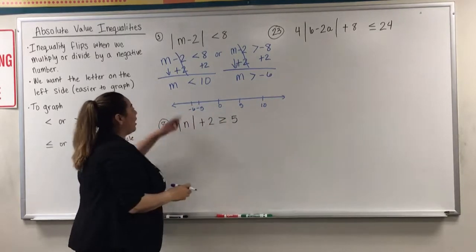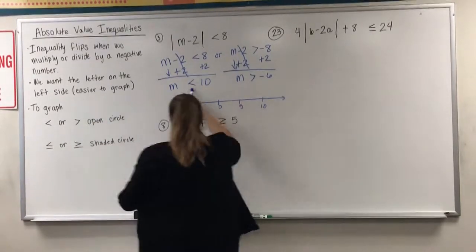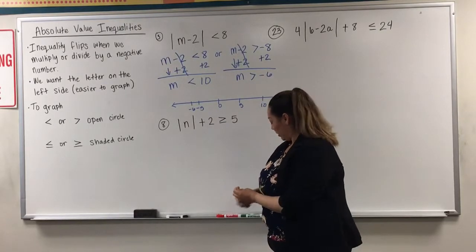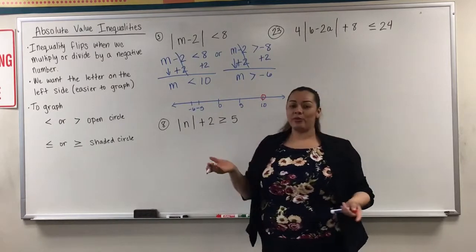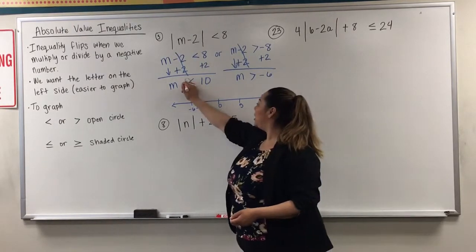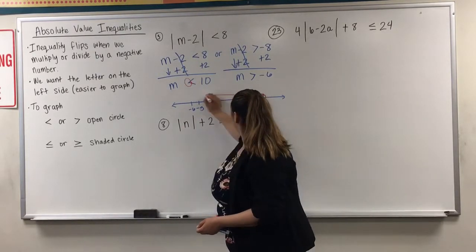Okay, so right here, first of all, we're going to have an open circle because we don't have the line at the bottom, so it's going to be open at 10. Let me get a different color. We have it open at 10, and the reason why we want the letter on the left-hand side is that it's easier to graph it. Just see where it's pointing. It's going towards the left, so we're going to go towards the left.